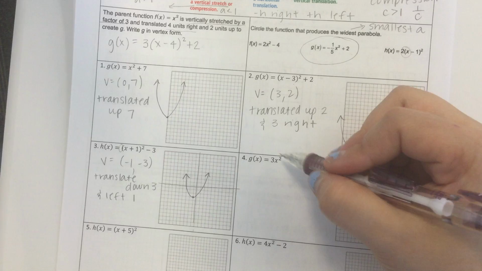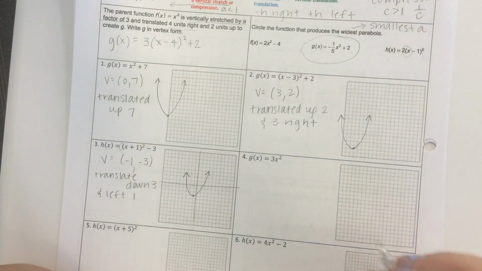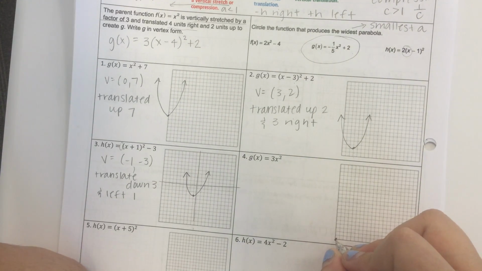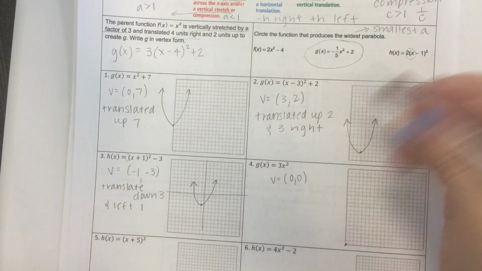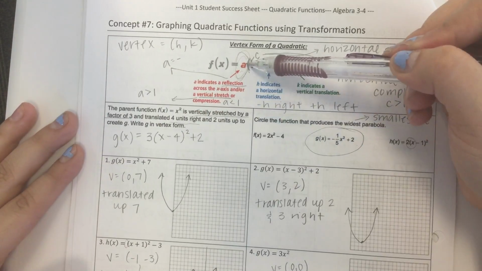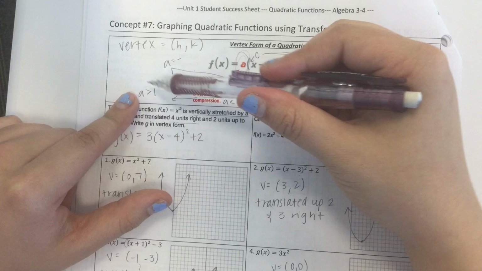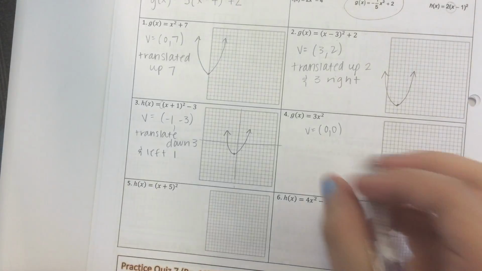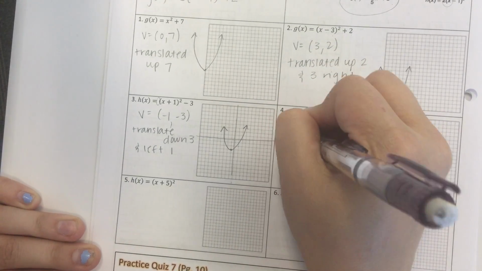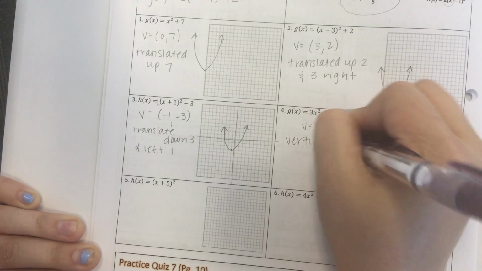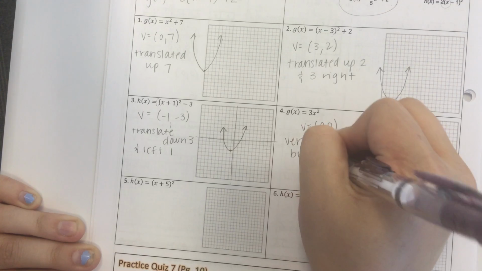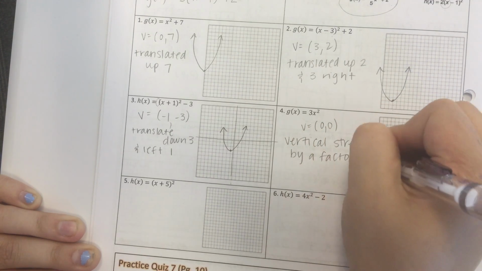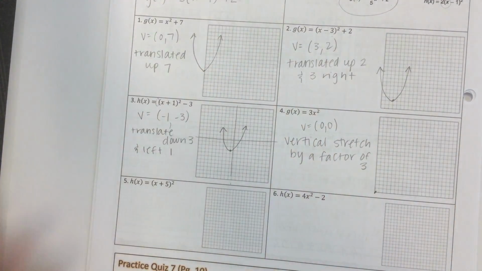Okay, this one over here, we didn't translate it at all, so our vertex is still at 0, 0. But what did we do to the function? Well, we put a 3 in front of it. That 3 tells me that we did a vertical stretch by a factor of 3. So how are we going to graph this?